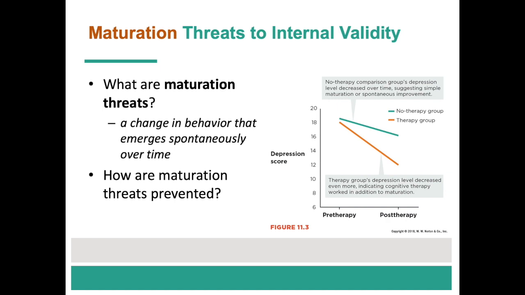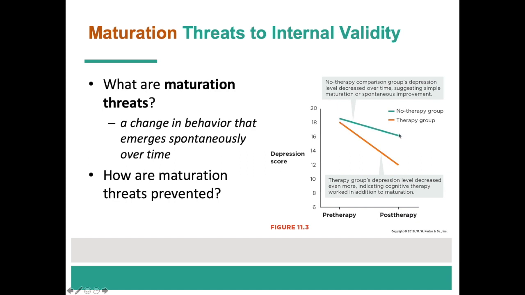So to help with maturation threats, we actually can do a 2-group pre-test, post-test design. Here's an example of that with the depression score. So if this was our results, so pre-therapy, both groups were here. After some time, the no therapy group is here. After the therapy group received therapy, they're here. This would suggest some of this is just maturation. It's just what happens. People just tend to get better over time.